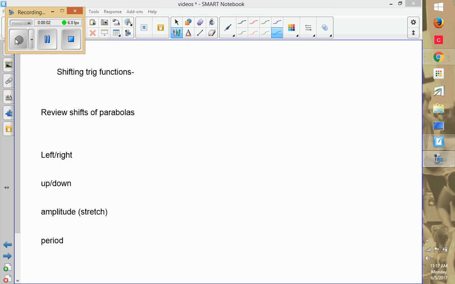Back in Algebra 2, you learned how to shift quadratics, and those shifting rules were then able to be used to shift other functions as well. And we're going to use similar rules to shift these trig functions that we're talking about, sine and cosine. So let's think about our parabola shift here before we get into trig.